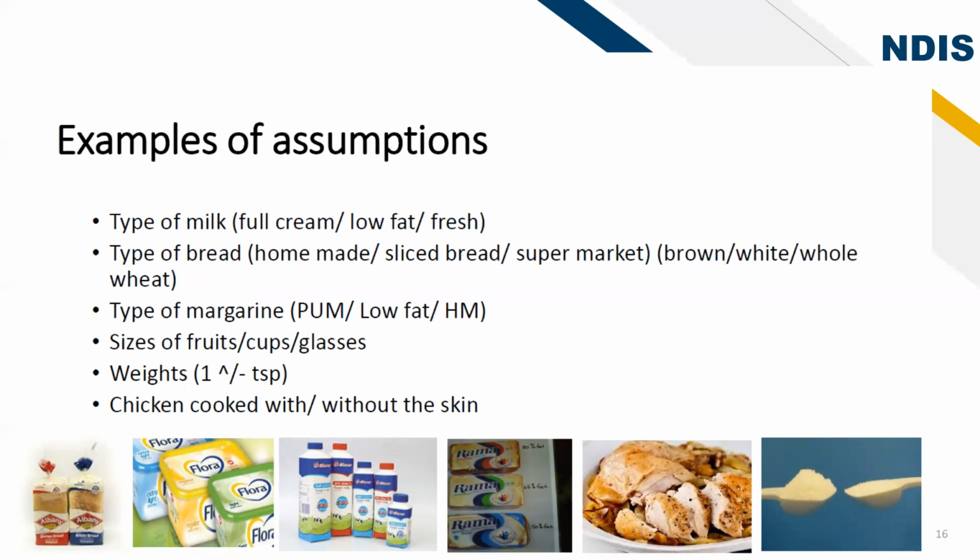Then the sizes of the fruits, like the small, the medium, and the large, and the cup sizes and glasses, and then the weights of, for example, whether it's a heaped teaspoon or a level teaspoon, and then chicken might have been cooked with or without skin. So if the participant can't remember or it's just not possible to determine how the chicken was consumed, an assumption would also have to be made there.